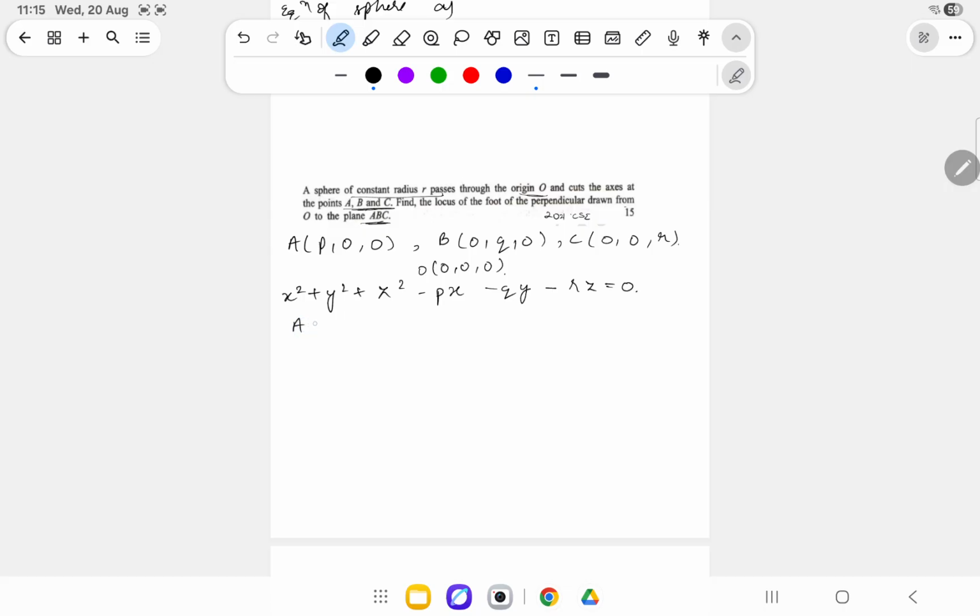So okay, I have assumed this. So other way to do can be, you can just assume any general equation of sphere and then see where it cuts x-axis, y-axis, z-axis, and using that you can just find points A, B and C. I have just done it other way around. So any equation of plane via A, B and C will be x by P plus y by Q plus z by R equals to 1. So this will be any general equation of plane.